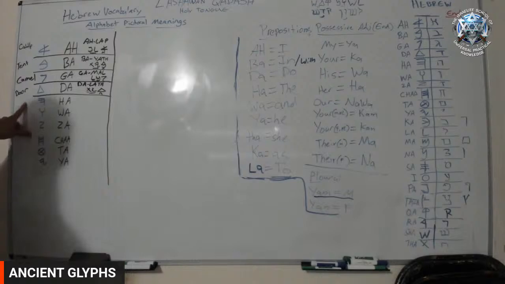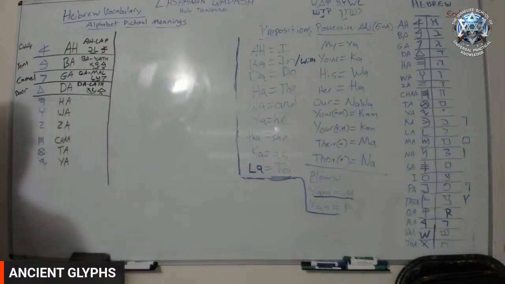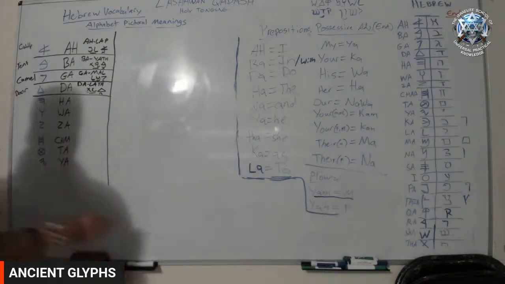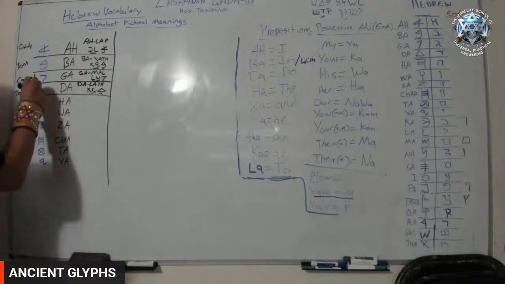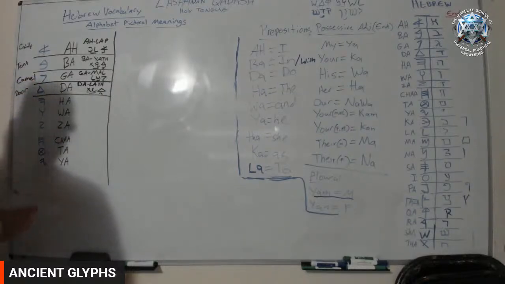The fourth one, again, is the door. The door is a triangle, which represents an opening, you understand, an entryway or an exit. Okay? Say you had a hospital in ancient Hebrew, this would be the universal representation of exit slash entry.